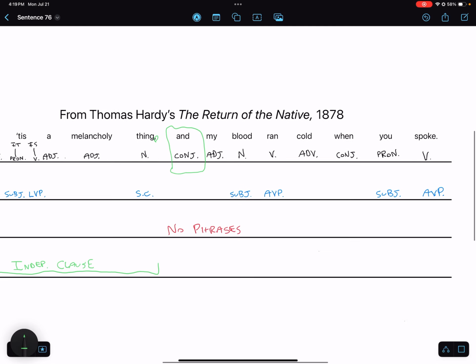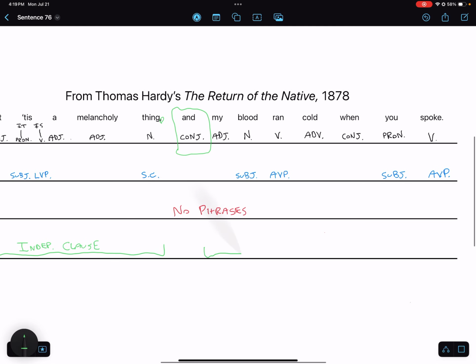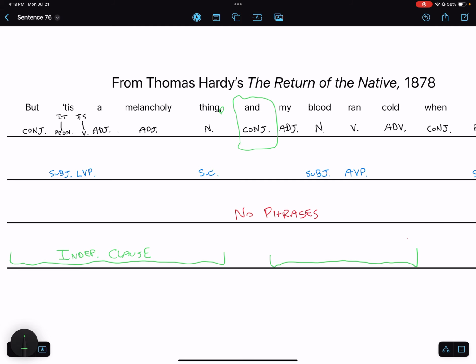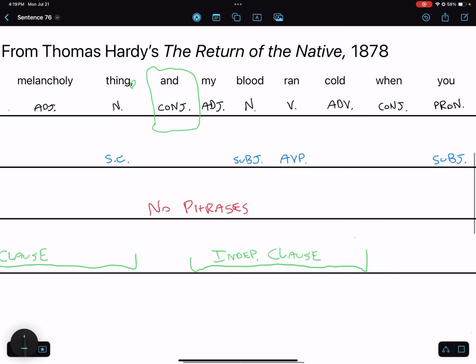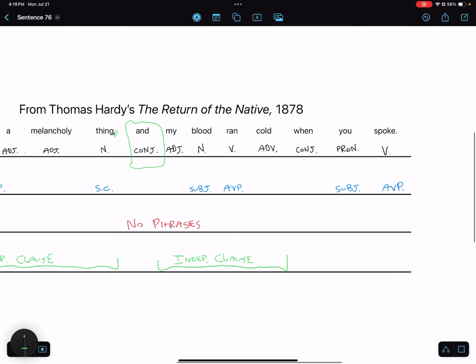The second I in this case is my blood ran cold, up until there, not including this conjunction. This conjunction is sort of acting as a glue between these two clauses, if you will. So it's not part of either clause. It's just sitting out there on its own, bringing those two clauses together. So we have another independent clause here. Independent clause.